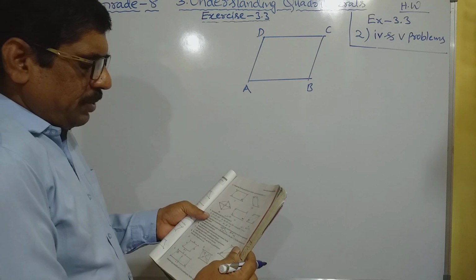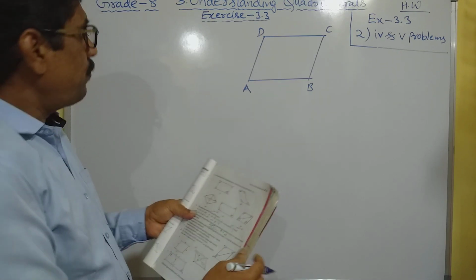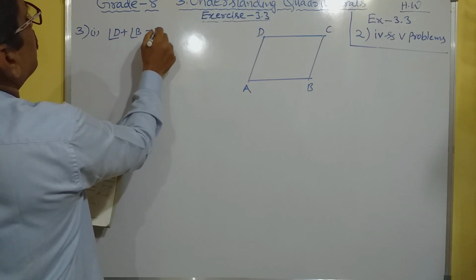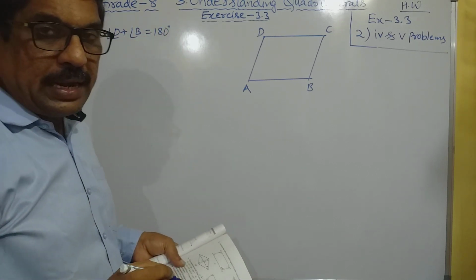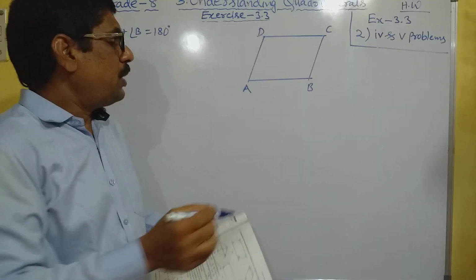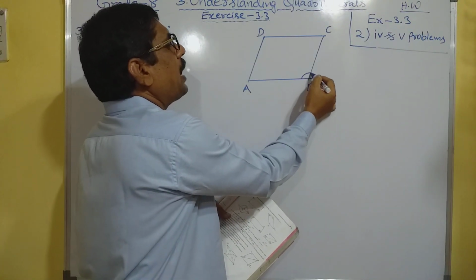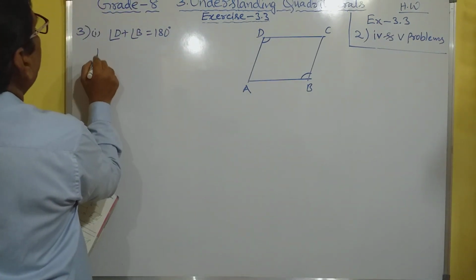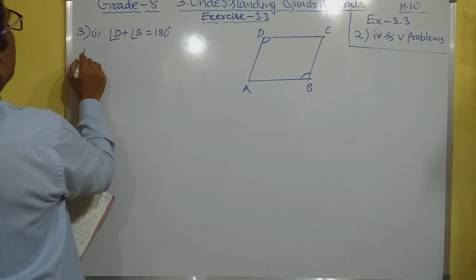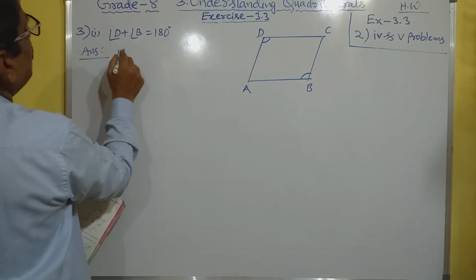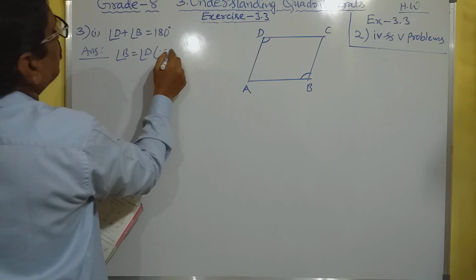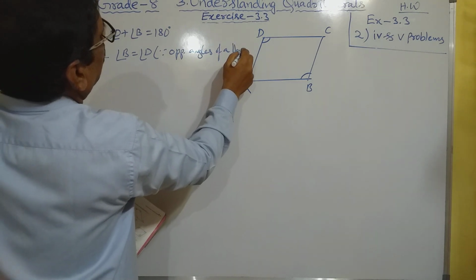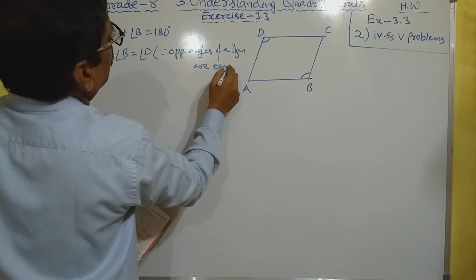Can a quadrilateral ABCD be a parallelogram if angle D plus angle B is equal to 180 degrees? Look at this. What are angle B and angle D? They both are opposite angles. Solution: angle B is equal to angle D, since opposite angles of a parallelogram are equal.